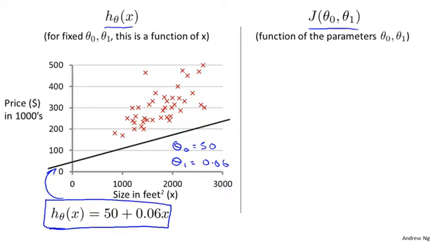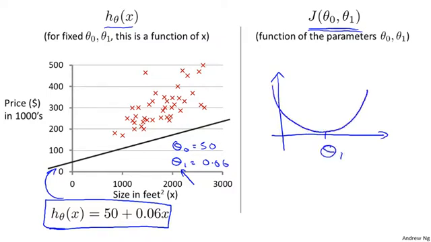Now, given these values of theta 0 and theta 1, we want to plot the corresponding cost function on the right. What we did last time, when we only had theta 1, was draw plots that look like this as a function of theta 1. But now we have two parameters, theta 0 and theta 1, and so the plot gets a little more complicated.